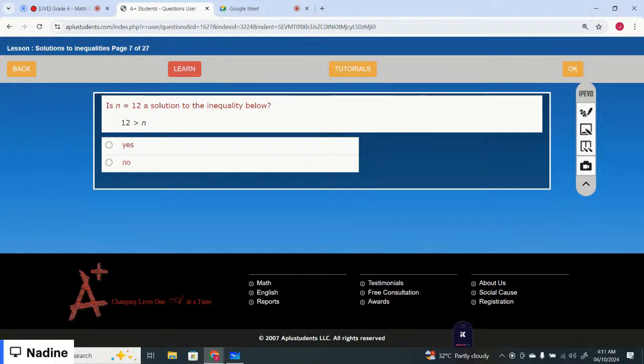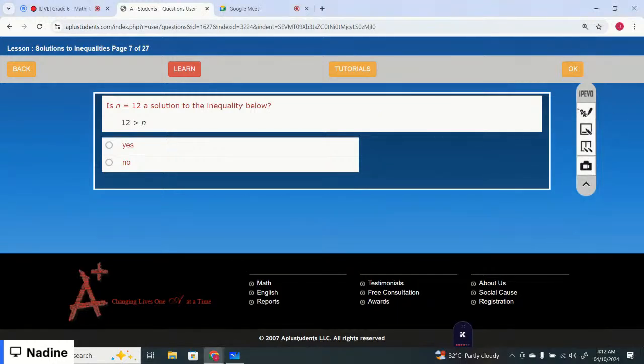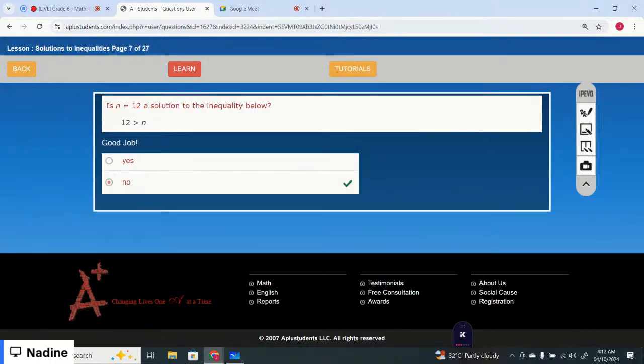The next one: is n equals 12 a solution to the inequality below? So which is the correct option? 12 is greater than 12. Which is the correct option? False it is. 12 is not greater than 12, right? The correct option is no. Option number 2 is the correct option.